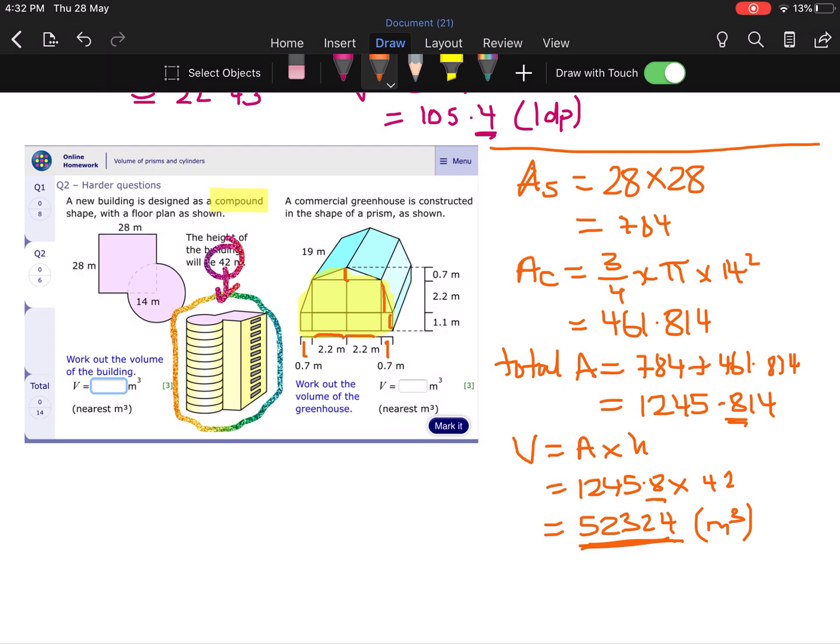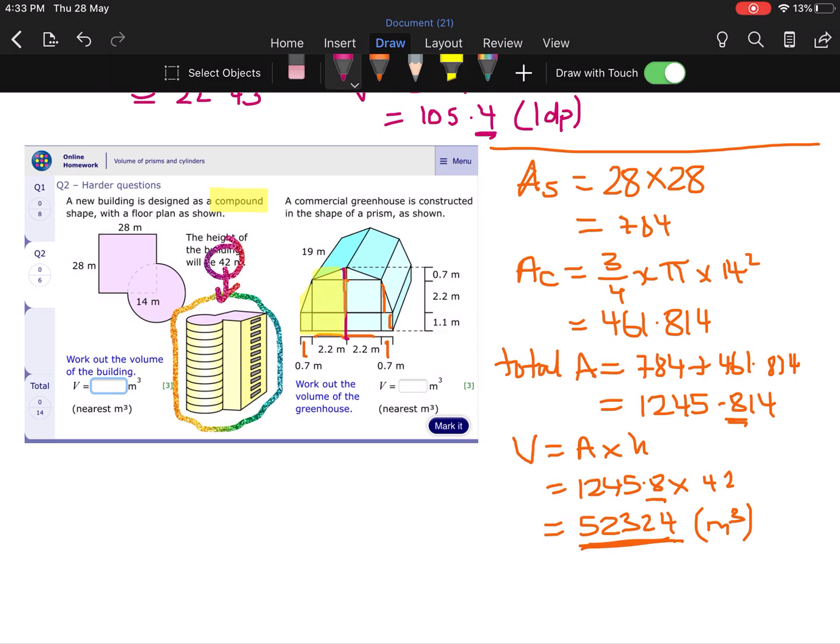So I need to work out the whole area, and I can see that if I was to put a line down the middle, this half on the left is the same as this on the right. So I don't need to do the work twice. I only need to find what one side is. So I'll find out what this side is, and then I'll just times it by 2.